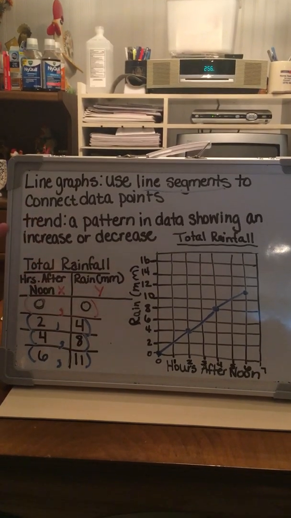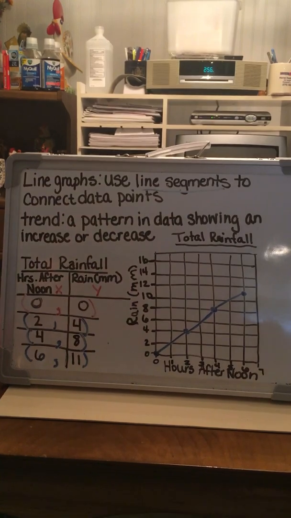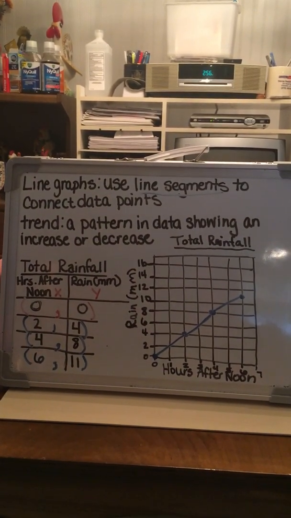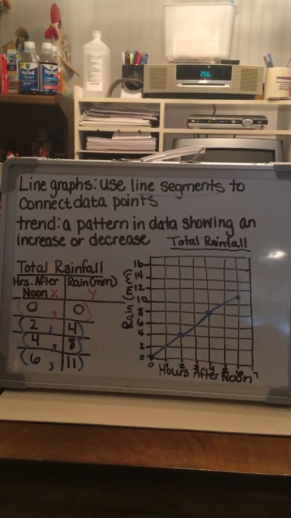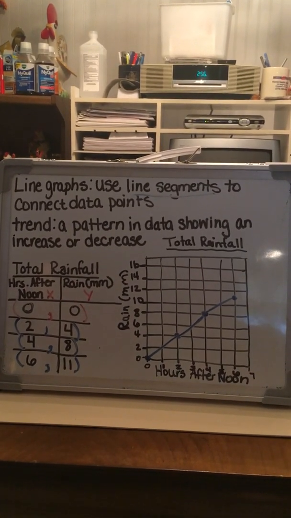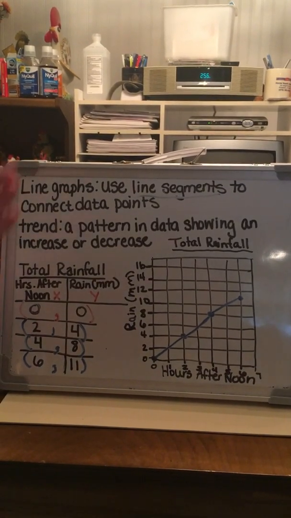Is my trend increasing or decreasing? In this case, my trend is increasing. And what that means is as the hours increase, the amount of rainfall is increasing as well, which makes sense. As you get longer into the day and it continues to rain, you're going to have more rainfall. So this trend is an increase.